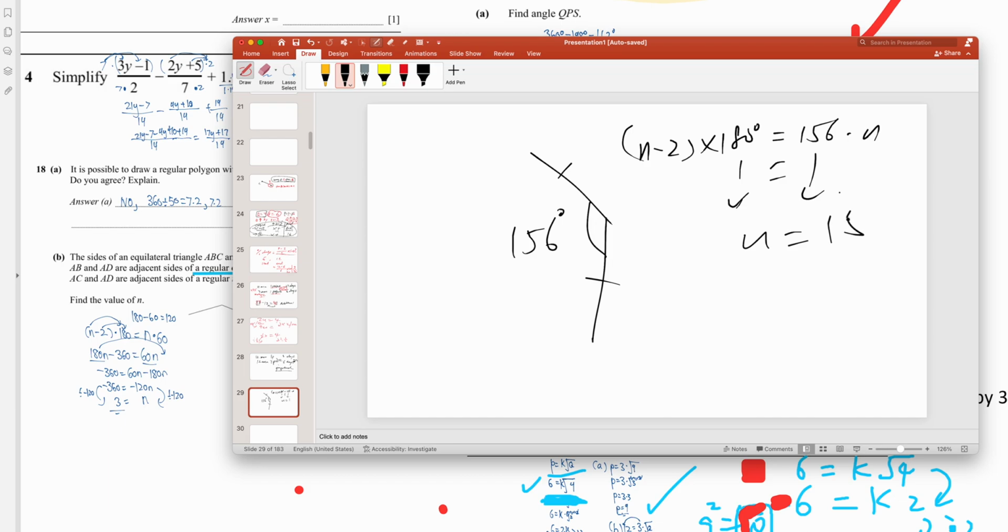Can you use the exterior angle to do it? The exterior angle is 180 minus this, which is 24. See what you get. So the exterior angle for this is 24. So how do you use the exterior angle formula to find n? So n equals 360 divided by 24, the exterior angle. So in this case it's 24. So what's the answer?